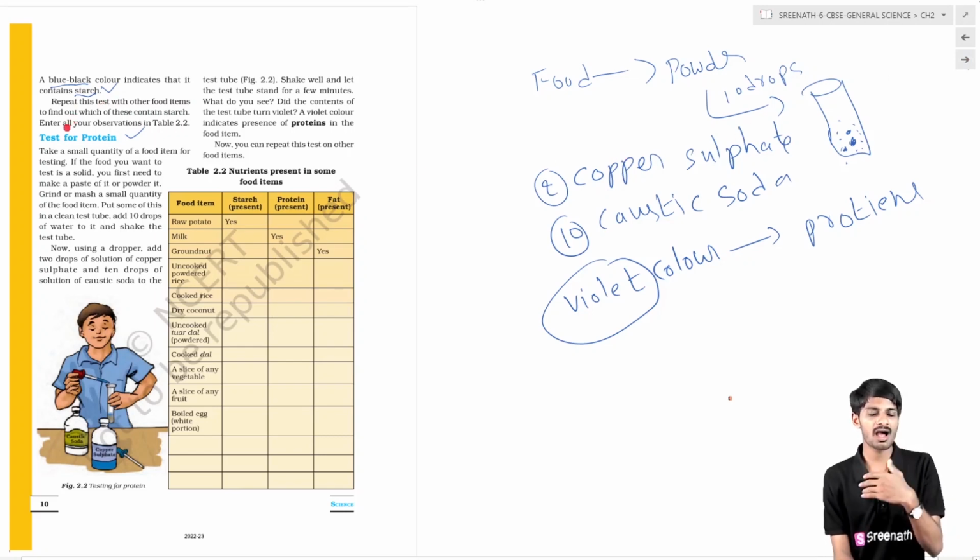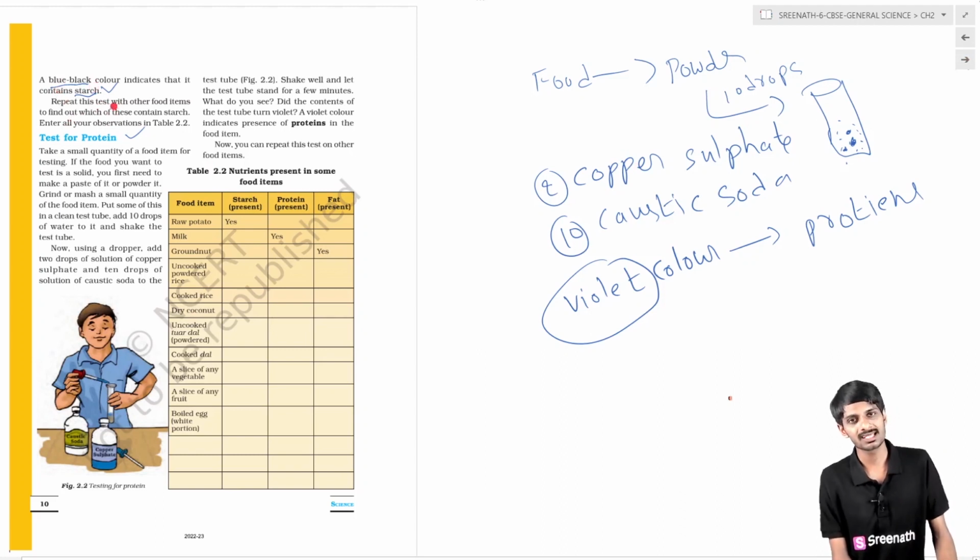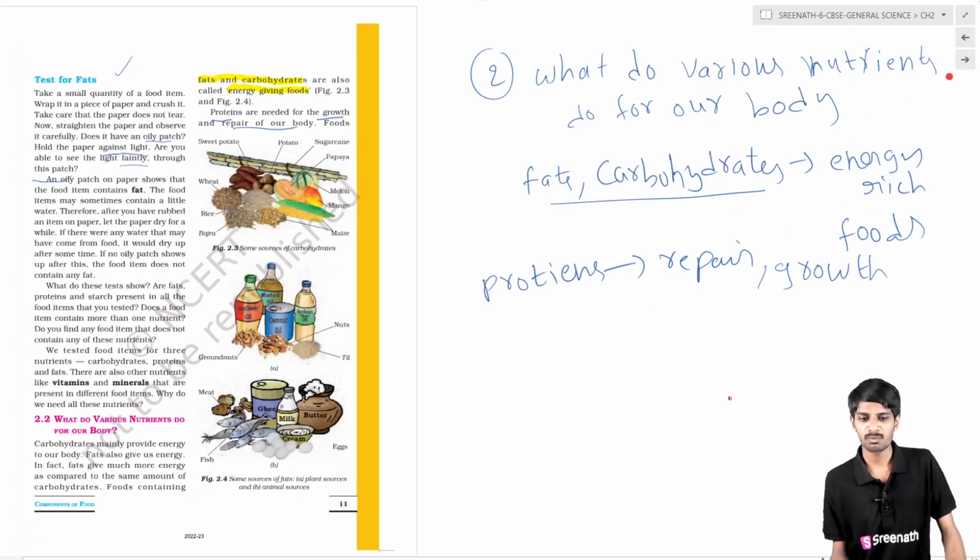After performing the test, if you see blue-black color, then we can say that our food contains starch. After performing the protein test, if you observe violet color, then we will say our food contains proteins. After performing the fat test, if light passes through the paper faintly, then we say that our food contains fats.